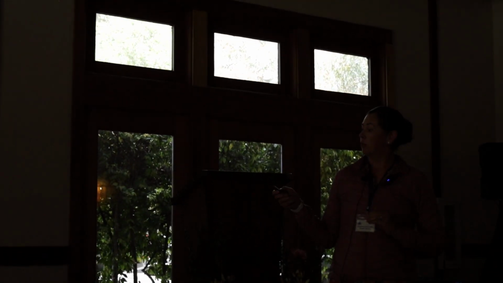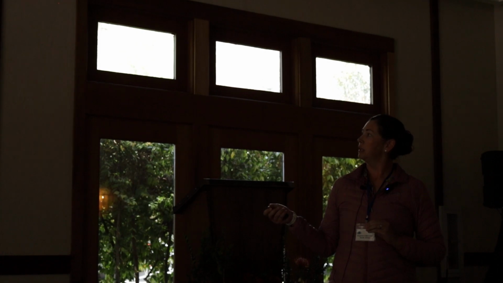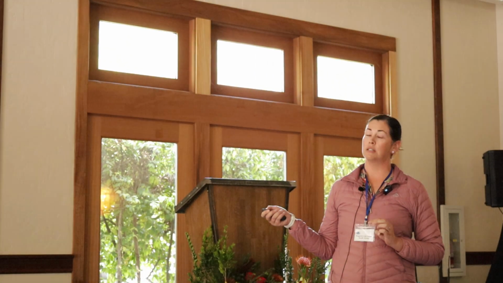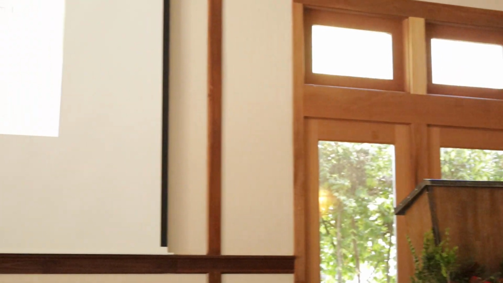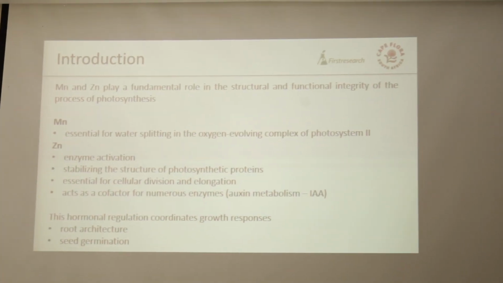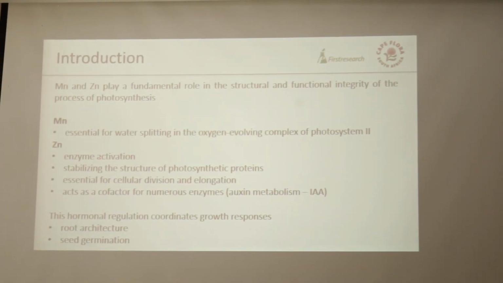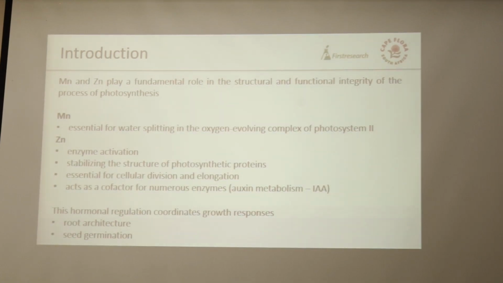They're both quite important as part of the, where's this thing happening? As part of the photosynthesis process specifically. So manganese is especially essential for splitting water in that photosystem 2 complex. And then zinc is part of enzyme activation. It stabilizes the structure of photosynthetic proteins. Essential for cellular division and elongation.